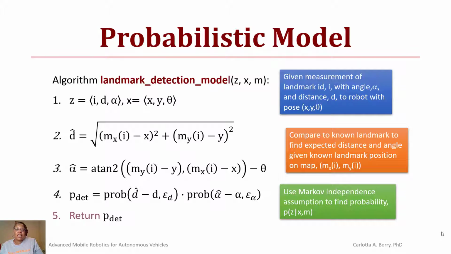So then finally, in order to find the probability of detecting this landmark, given our sensor reading, we use a Gaussian probability where our mean is given by d hat minus d, where d is the distance reading that we found for our landmark from our sensor, and that's multiplied by the expected bearing alpha hat minus alpha, which is our sensor reading for the bearing. And both of those are then using a standard deviation that is our sensor noise error. So we return that product to get the probability of determining or detecting that landmark.